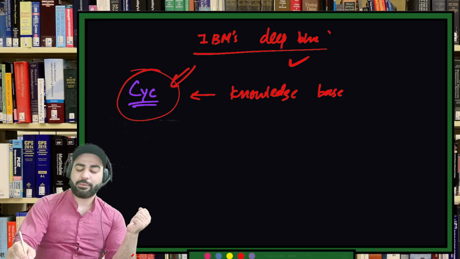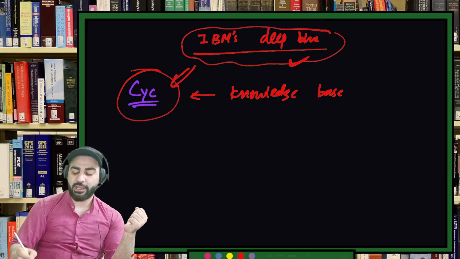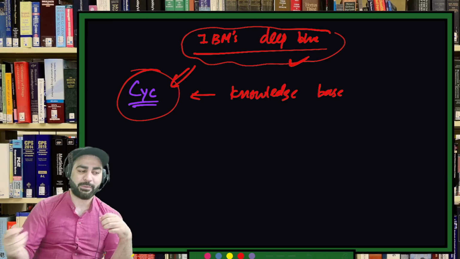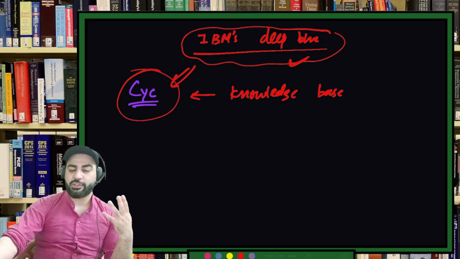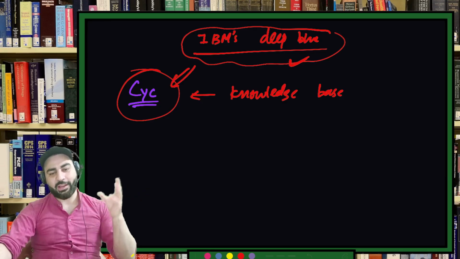And then came IBM's Deep Blue, which had a little bit of success. It won against a famous player of the time. So this was a little bit of how it all started.